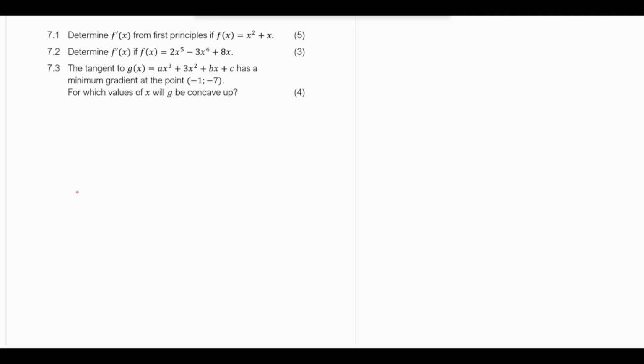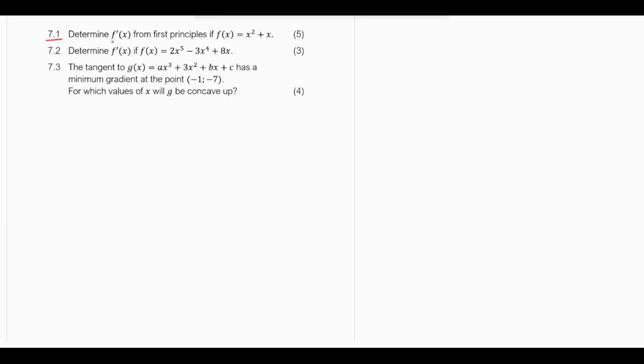Hello smart mathematicians, let's do question 7.1. Determine the derivative of f of x from the first principles. And then we're given f of x there. This is 5 marks. Don't be tempted to use the rules here. We have to use the first principles.